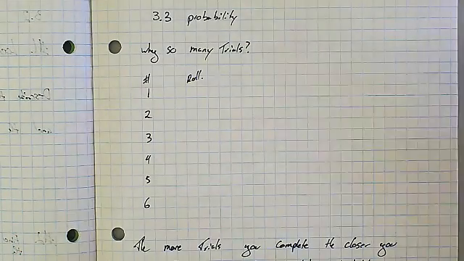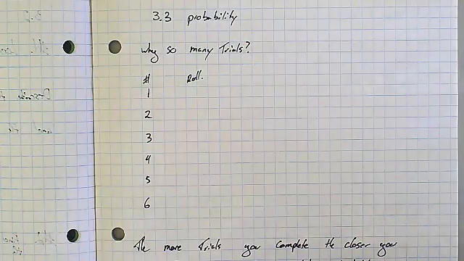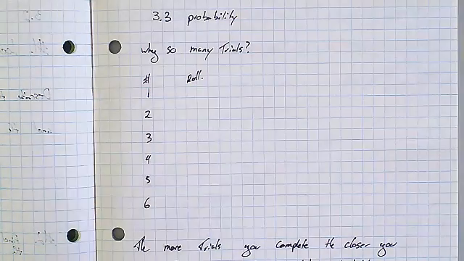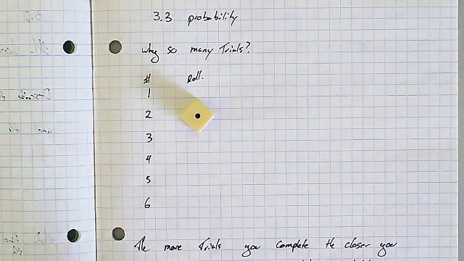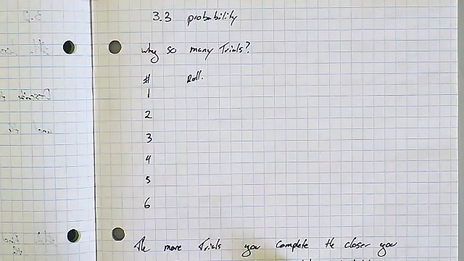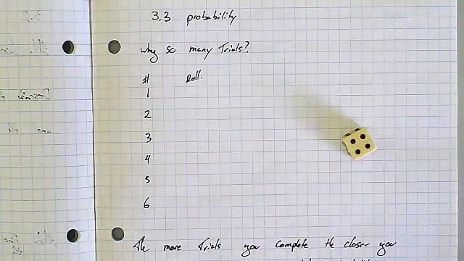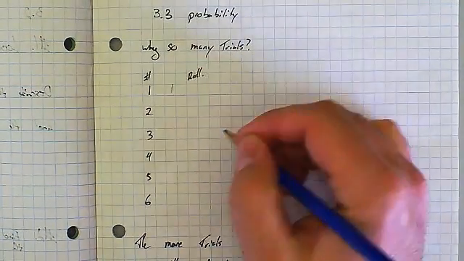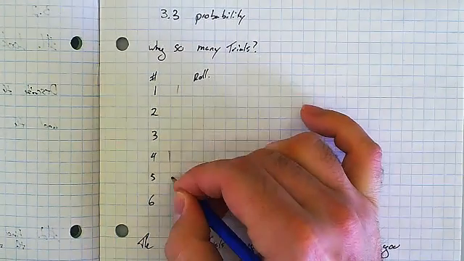Okay, so this is 3.3. Again, we're still working on probability. So based off of yesterday's lesson, we had you guys roll a couple dice. In fact, it was 40 times. And it was to figure out exactly how many times a certain number occurred.